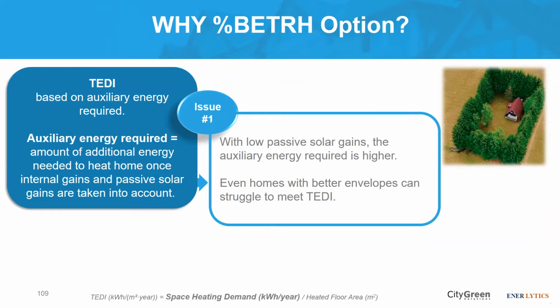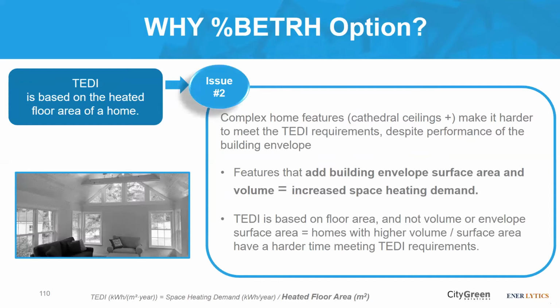Here we have an exaggerated example of a home like we built in a large farm area, that has been built with trees surrounding it. In this particular case, there's very little passive solar gains. And in this particular scenario, it may be challenging for that home to meet the TEDI metric. The second issue is that because TEDI is based on the heated floor area of the home and not the volume, it can be more challenging for some homes to be able to meet.